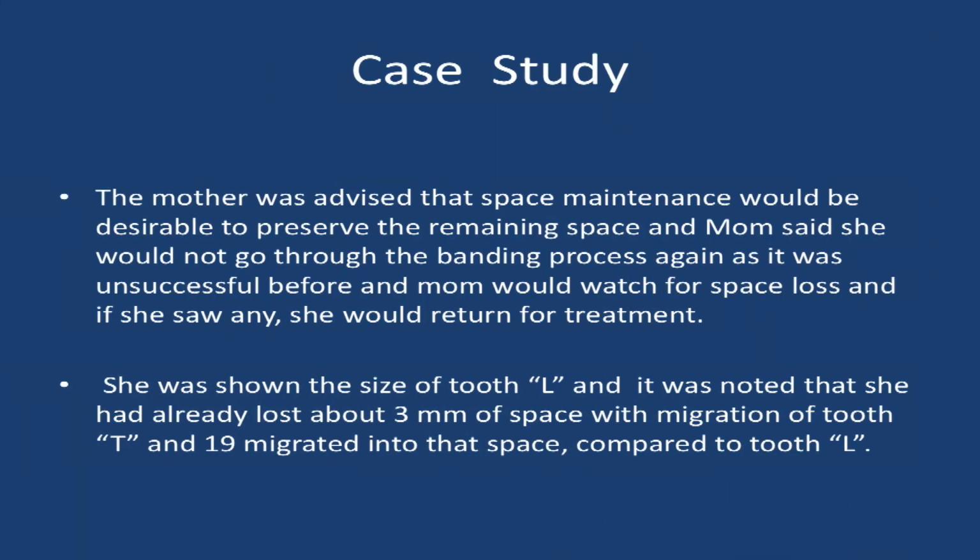The mother was advised that space maintenance would be desirable to preserve the remaining space. Mom said she would not go through the banding process again as it was unsuccessful before, and she would watch for space loss, and if she saw any, she would return for treatment. She was shown the size of tooth number L to compare it with the right side, and it was noted that she had already lost about 3 millimeters of space with migration of tooth number T, and 19 had migrated into that space compared to tooth number L.